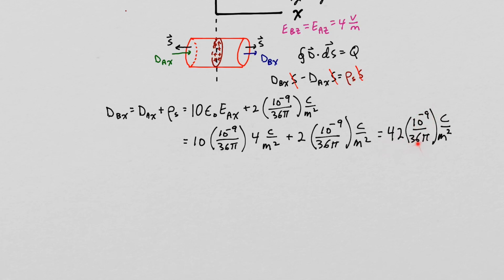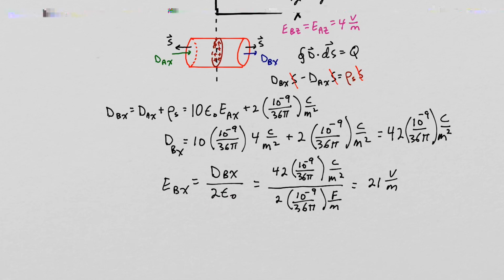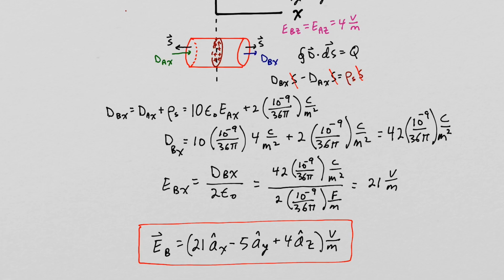In the problem, we were asked to find the electric field intensities, so we have to divide D sub bx by the permittivity of material B, 2 epsilon sub 0. Substituting for D sub bx and epsilon sub 0, we get that the x component of the electric field intensity in material B is 21 volts per meter. Collecting our three components, we get the final result for the electric field intensity in material B.